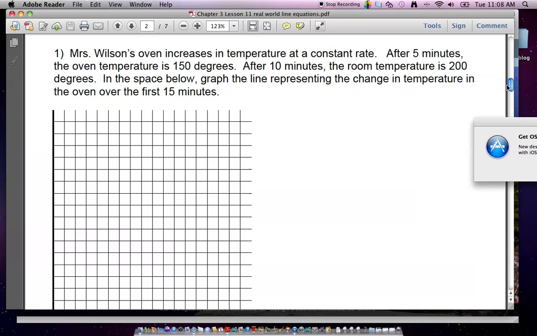I want to talk about this term here, increases in temperature at a constant rate. Whenever it says a constant rate, that means a straight line. What does a constant rate mean? Straight line. That's very important that you pick up on that. What's constant rate mean? Straight line. All right. Now, the next is what Talia said before. It's only one part of the graph.